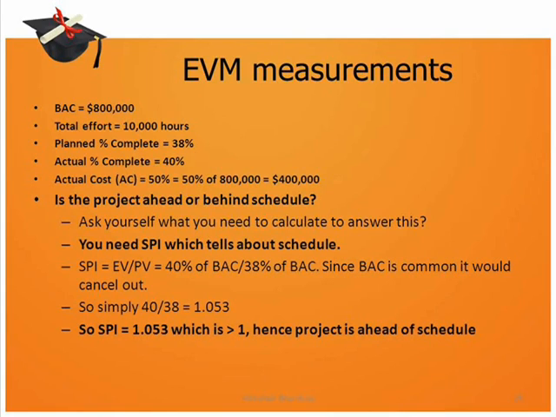Since we are talking about schedule, we got to use the measurements used for schedule, which is SPI or SV. If we use SPI, then the formula is EV by PV, which is equal to 40% of BAC divided by 38% of BAC. Since BAC is common, it would cancel out in maths. Simply 40 by 38, which amounts to 1.053. If SPI is greater than 1, then we can safely say that project is ahead of schedule. For the moment, if we forget EVM, then also based on the data given, which shows that planned percentage complete is 38%, actual complete is 40%, it clearly means that the actual performance is better than the planned performance.